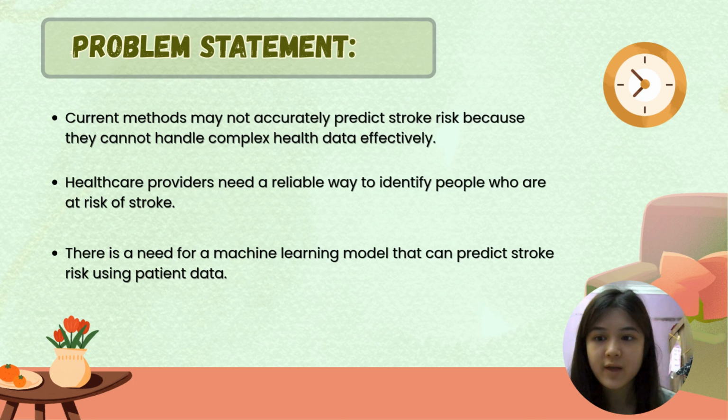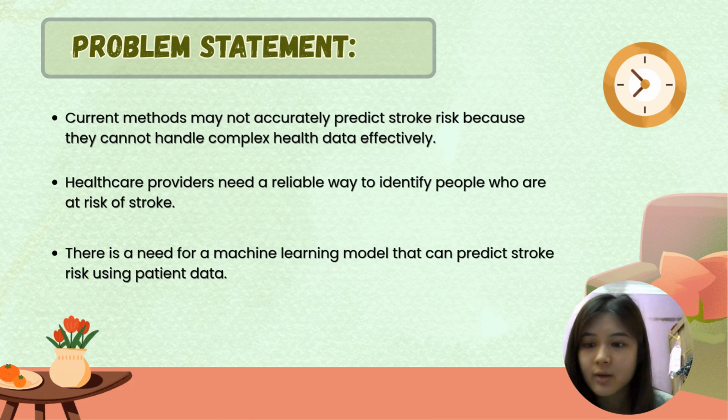In this project, there are three problem statements. Firstly, current methods may not accurately predict stroke risk because they cannot handle complex health data effectively. Second, healthcare providers need a reliable way to identify people who are at risk of stroke. Third, there is a need for a machine learning model that can predict stroke risk using patient data.